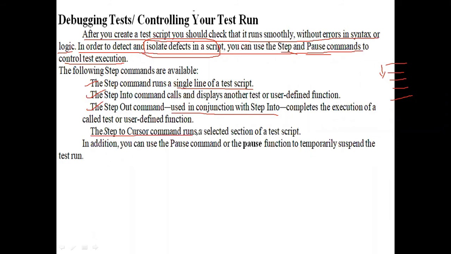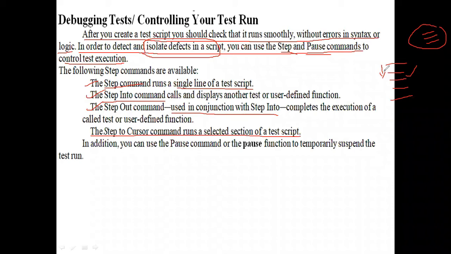The step to cursor command runs the selected section of the test script. So what it means, for example, step command runs a single line of a test script. Similarly, step into command calls and displays another test. So for example, there is another function that will be called from this test script. So this we call the step into command. So step into command calls and displays another test or user defined function.